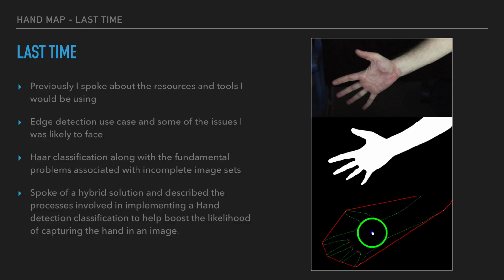So I'll briefly take you through what we got through last time. I spoke about the resources and tools I would be using, edge detection's use case and some of the issues I was likely to face, the HAR classification, along with some of the fundamental problems associated with having an incomplete image set, and I spoke of a hybrid solution that I was looking to implement.